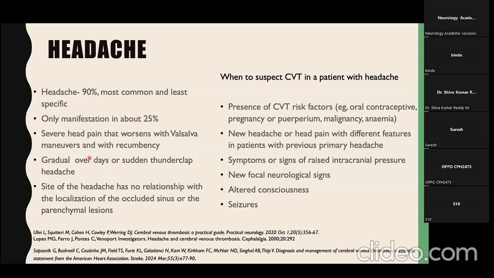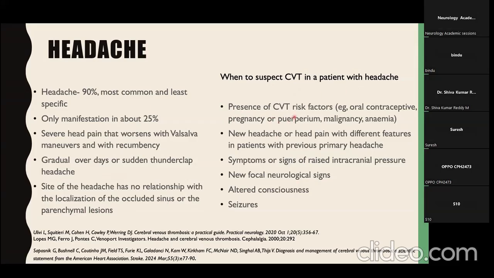Patients present with severe head pain, which can be worsened by Valsalva maneuvers and with recumbency. This headache can be gradual over days or a sudden thunderclap headache, and the site of headache has poor localization with that of the occluded sinus or any parenchymal lesion. When to suspect a CVT in a patient with headache?